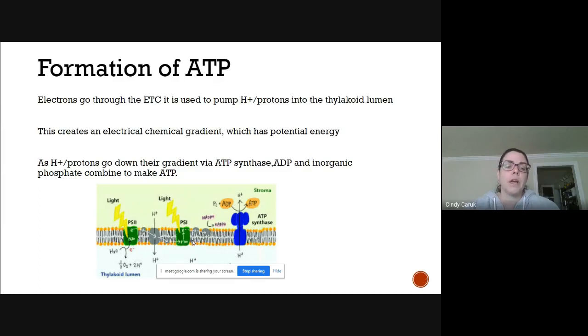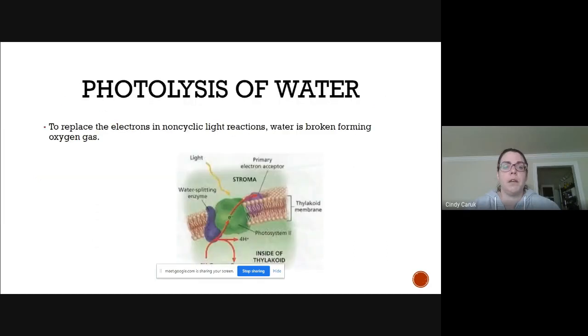So the formation of the ATP: the electrons go through the electron transport chain. They're pumping hydrogen ions into the thylakoid lumen. Electrochemical gradient, high hydrogen here, low hydrogen in the stroma. This side feels relatively negative compared to this side. Lots of potential energy. It goes through the ATP synthase, and that turns ADP into ATP. Okay, so that's our formation of the ATP.